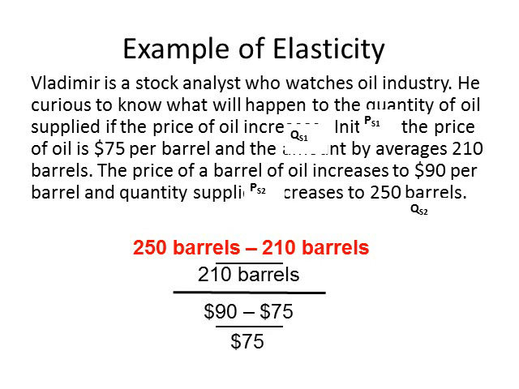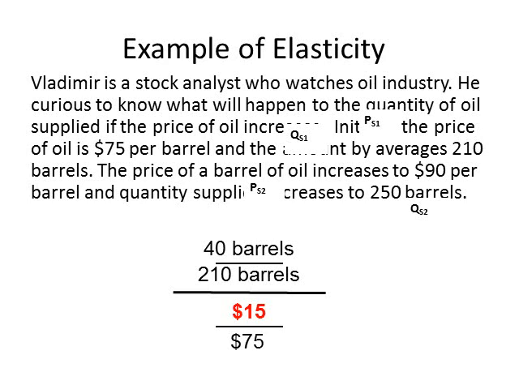Once all the numbers have been substituted into the formula, the process of calculating the elasticity can begin. The first calculation is to subtract the two quantities. In this example, subtract 210 from 250, which gives 40 barrels. The second calculation is to subtract the two prices. In this example, subtract $75 from $90, which gives 15.